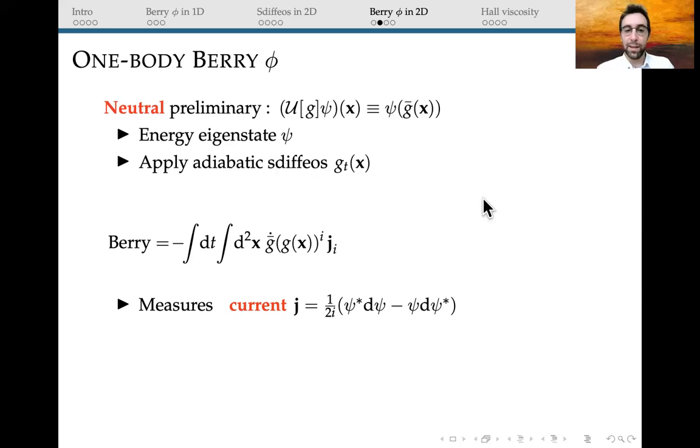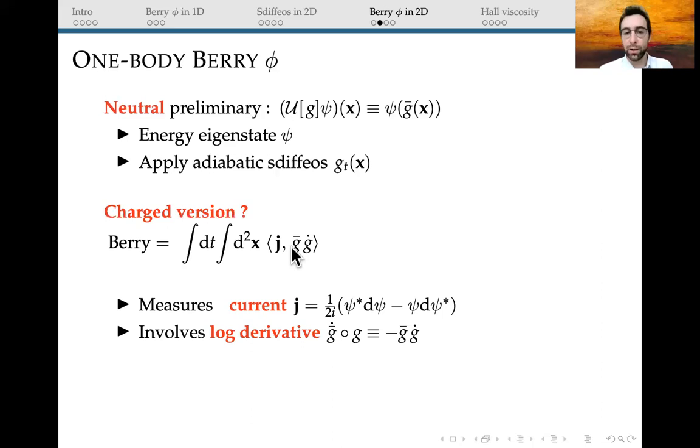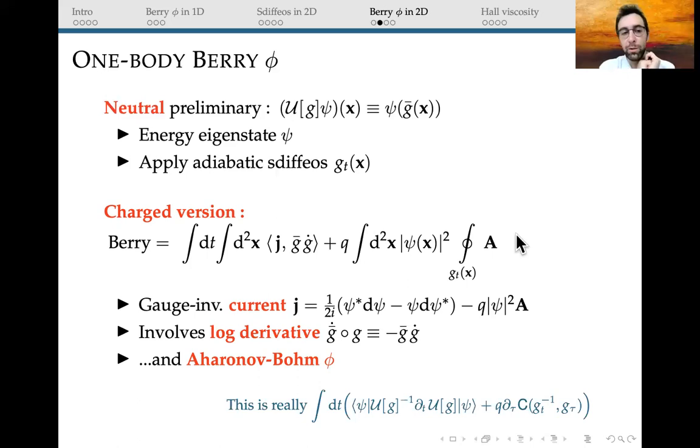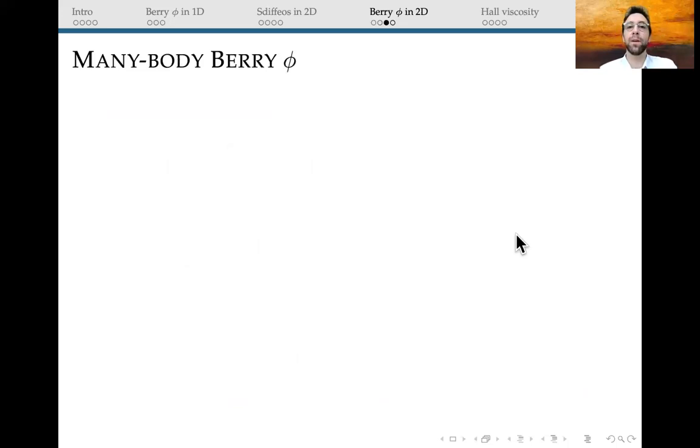So you have the current because of this. You rewrite the log derivative in this neat way. You generalize to charged states by just making all these gauge invariants and adding an Aharonov-Bohm phase, and you get this expression for the Berry phase. So now this is an explicit expression for a one-body Berry phase, which we can immediately apply to many-body states, at least many-body states that consist of non-interacting electrons.